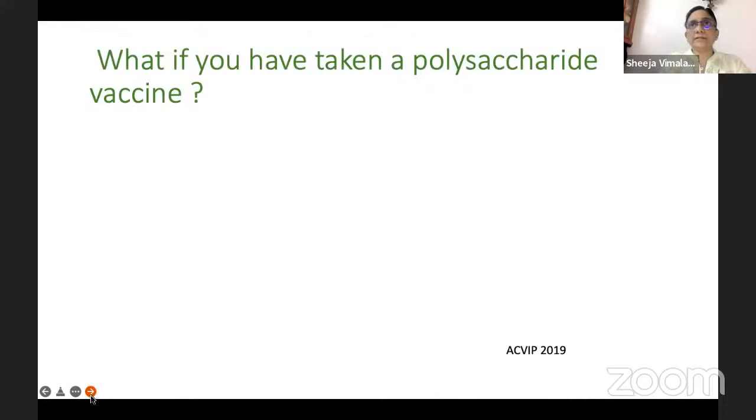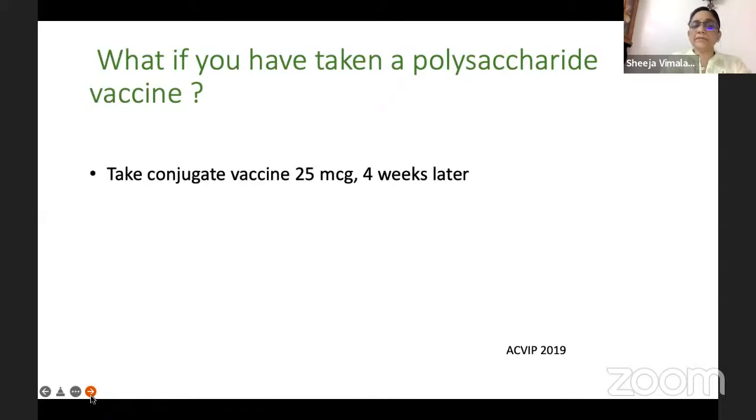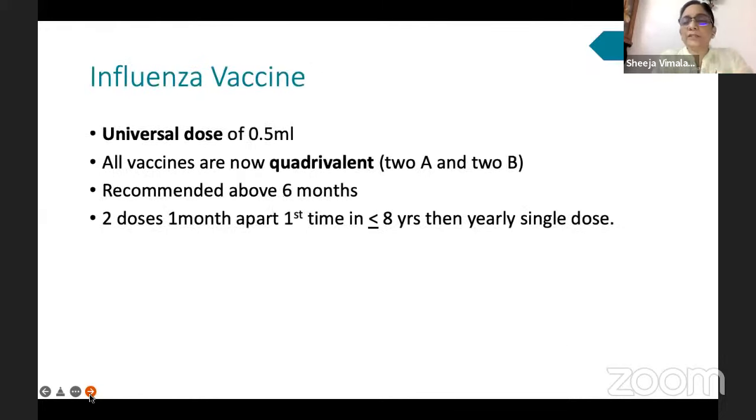Now, what is your vaccine recommendation for a child who has previously received a polysaccharide vaccine? Is that enough, or after 3 years, are you going to give a conjugate vaccine? The ACVIP says that if you have previously taken a polysaccharide vaccine, even then it is better to go for a conjugate vaccine 4 weeks later. And for the conjugate vaccines, two strengths are available, 5 microgram and 25 microgram. IAP mainly recommends the 25 microgram vaccines and not the 5 microgram vaccine, for lack of long-term studies. So with that, we move to the next vaccine. What was that? Influenza vaccine.